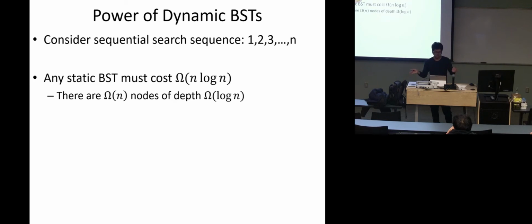Let me tell you a bit why dynamic BST is powerful. Just consider a simple example: when you want to access 1, 2, 3, 4, 5 up to n, just accessing sequentially. This simple sequence will cost any static BST at least n log n, because most of the nodes will have depth at least log n. So you pay n log n. But if you allow rotations, you can pay n.